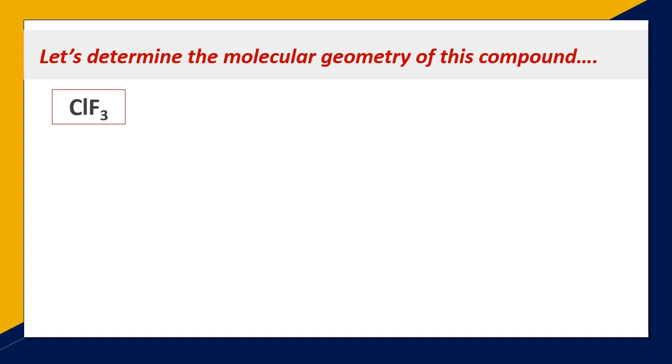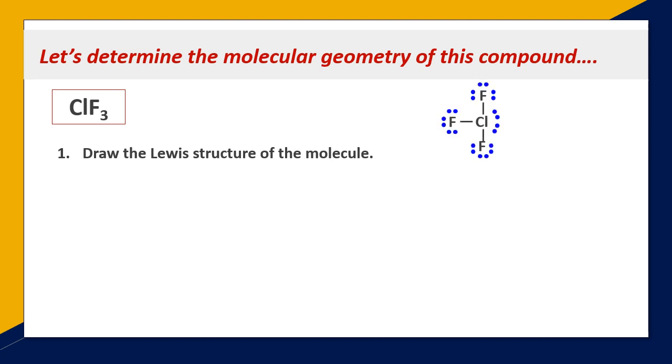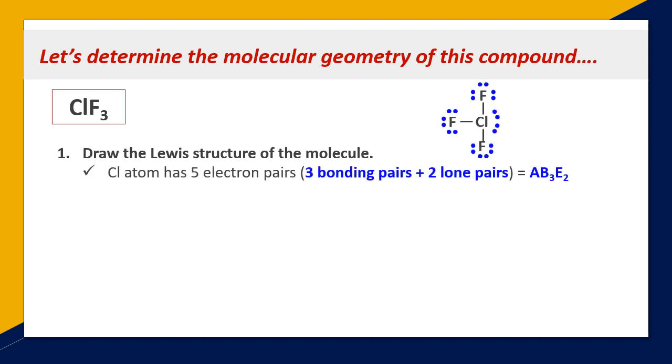Next, let's consider chlorine trifluoride. First, draw the Lewis structure of the molecule. From the Lewis structure, we can identify that the chlorine atom is surrounded by 5 electron pairs, in which 3 of the electron pairs are bonding pairs and 2 are lone pairs. All the electron pairs are arranged in a trigonal bipyramidal.